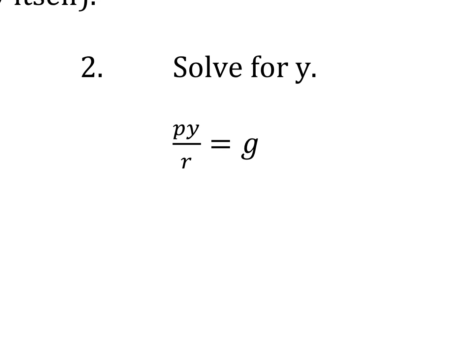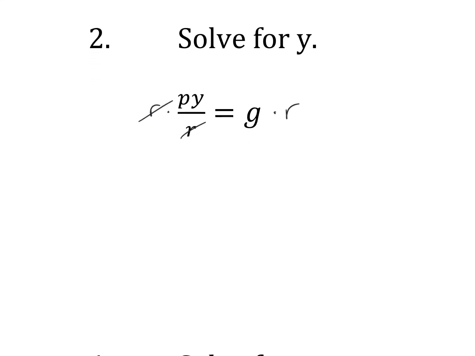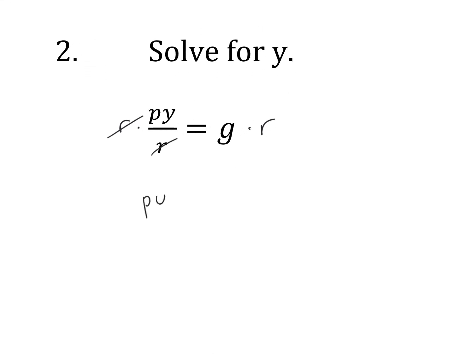All right, number 2, we're solving for y. We want to get y by itself. So what do you think for this one? We have p times y over r. This one I might do some kind of fraction busting, I guess. I would multiply both sides by r to get rid of that. With these kinds of solving for variables, I like to get rid of the denominator as soon as possible usually. I think it makes things nicer.